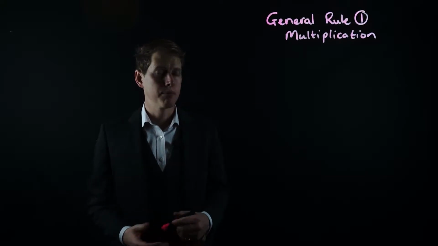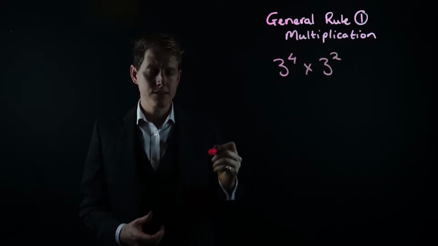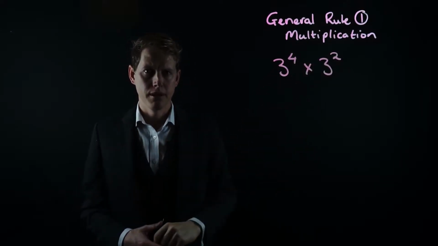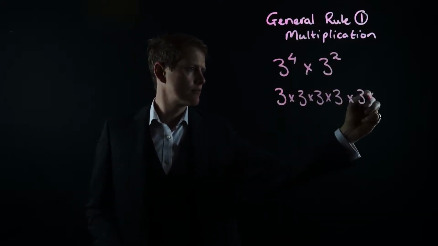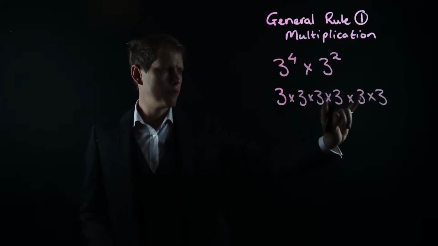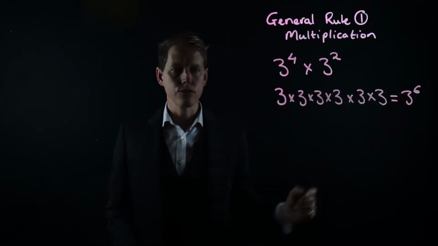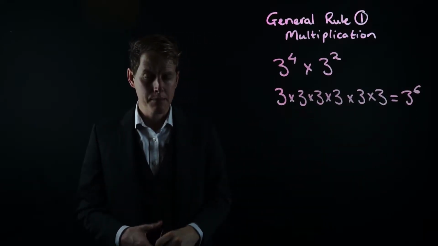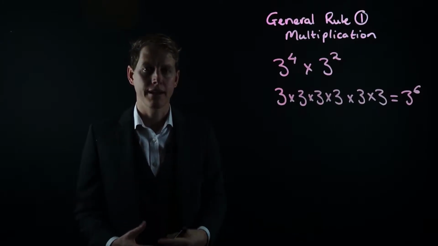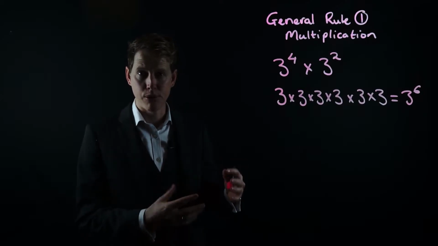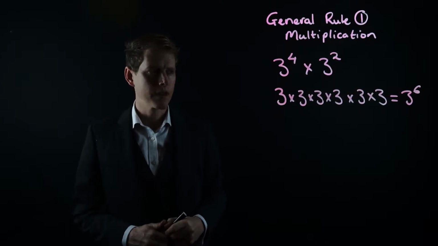The first general rule applies to multiplication. In this question, we're doing 3 to the power of 4 multiplied by 3 squared. Now, we could write this out longhand, which is 3 to the power of 4 multiplied by 3 squared, which simplifies to 3 to the power of 6. But we can skip this step and we can save some time if we know the rules for multiplying numbers that have exponents or indices, and also, importantly, are the same base number.